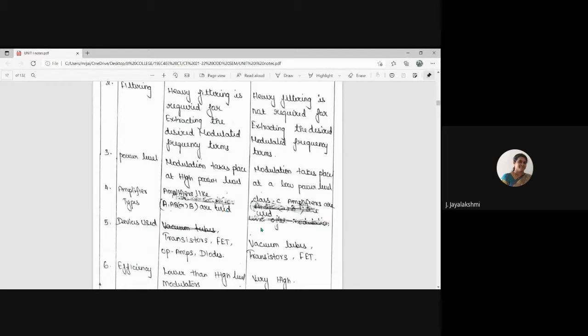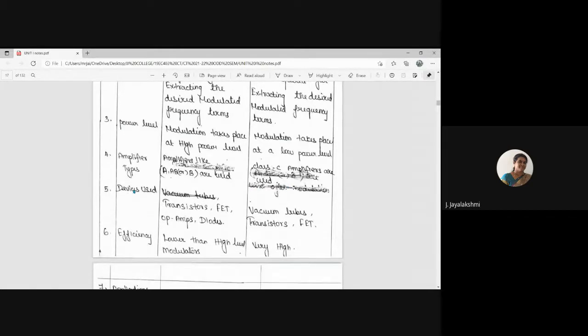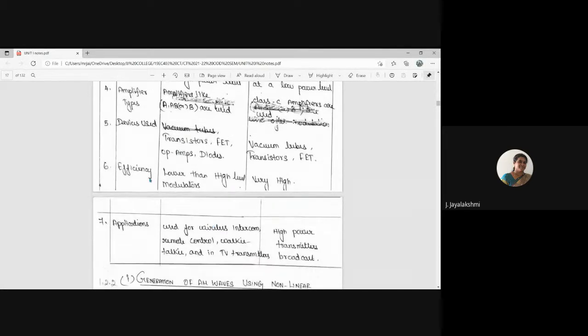C amplifiers are used. Of course, these types of amplifiers have been discussed in electronic circuits, which you took in the previous semesters. Coming to the devices used, these modulators make use of transistors, FET, op-amps, and diodes. Op-amp is nothing but IC741, which you have seen in linear integrated circuits. For high frequency, we go for high power transistors, FET, vacuum tubes. Of course, vacuum tubes are not available nowadays. Coming to the efficiency comparison, the efficiency is going to be lesser when compared to the high level modulating scheme.